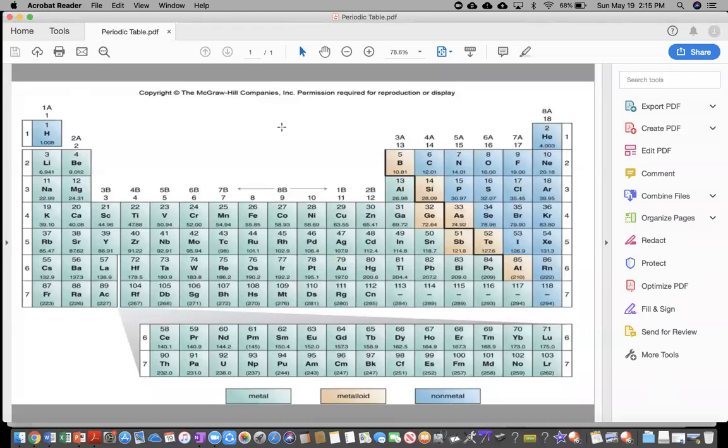Let's say I give you lithium, beryllium, and boron on the exam.